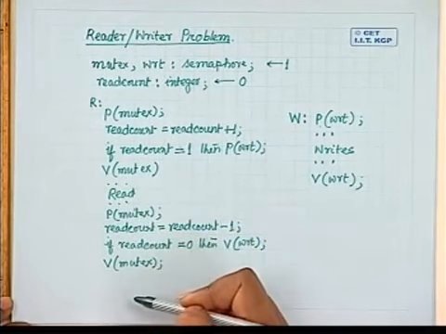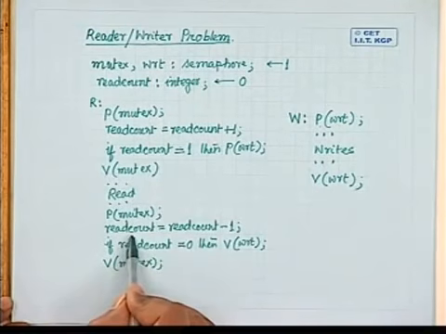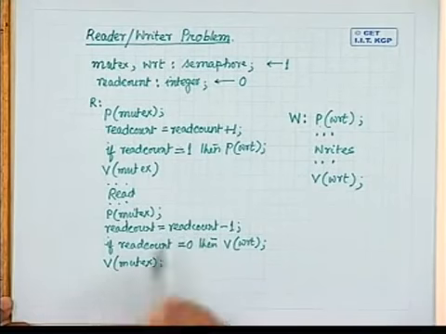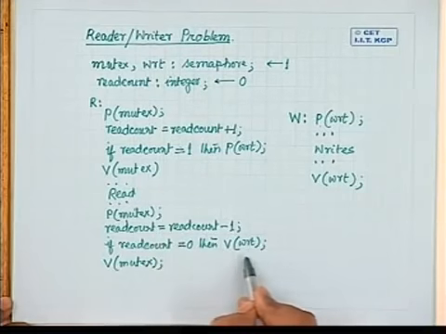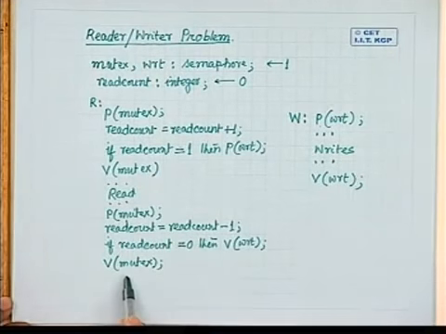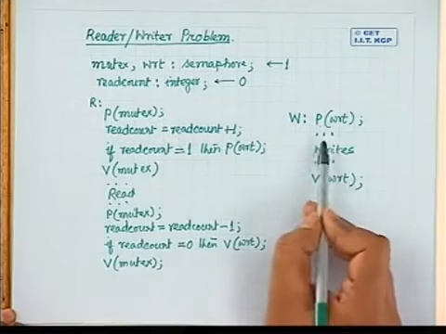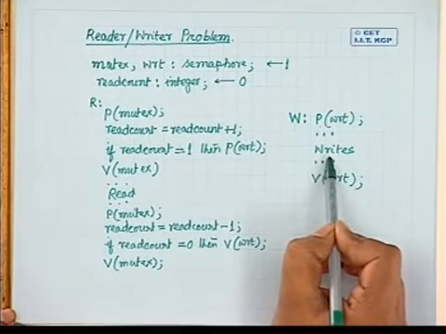When one process is trying to come out, assuming that p mutex is successful, it will decrement the read count by 1. So now the value of read count will be equal to 1, which is not equal to 0. So the first process to come out of this critical region will not perform the v-write operation. It will simply perform v mutex and come out. So even now, because v-write operation has not been performed, the writer process will not wake up. So it cannot enter the critical region. It cannot write into the file.